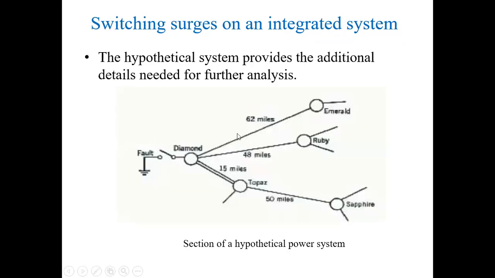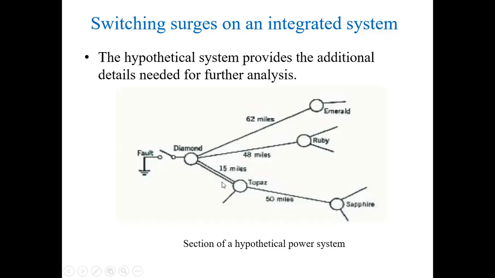Now, for the same system, we can analyze this topic by taking a hypothetical system. In this system, all the stations are represented by various stones like diamond, emerald, ruby, topaz, sapphire, etc. This is the starting station, where the fault has occurred. From this diamond station, a number of stations are connected: emerald, ruby, topaz, sapphire. The distance between two stations is specified in miles. The distance between diamond and emerald is 62 miles, between diamond and ruby is 48 miles, and between diamond and topaz is 15 miles.